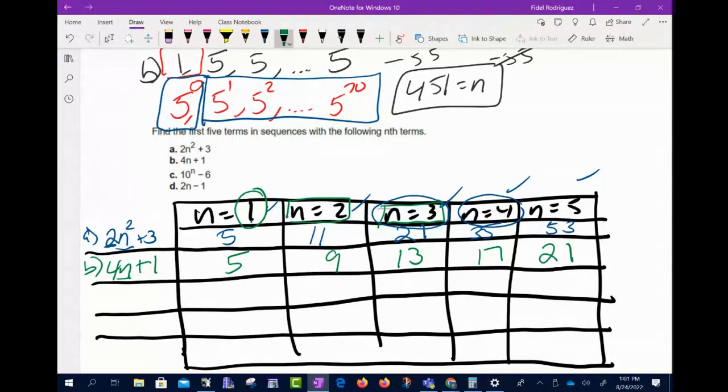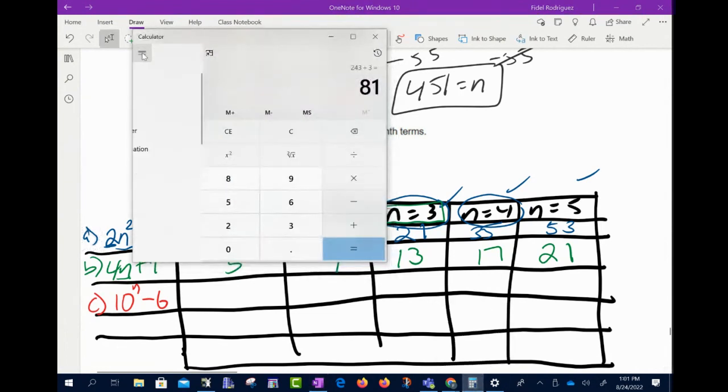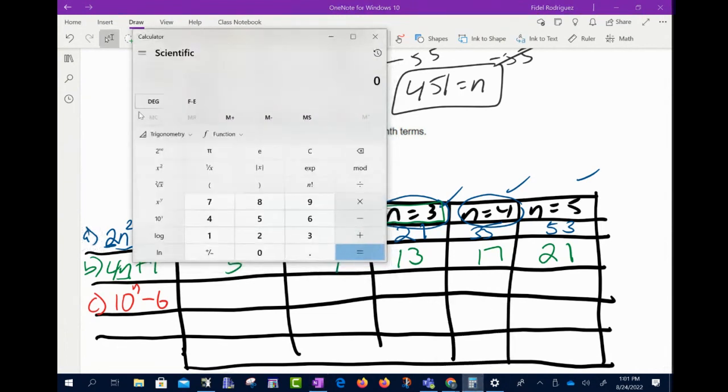Okay. Y'all, for part C, this is going to be easier than it looks. Because we are using exponents here, remember what I said about exponents? The numbers can get really big really quickly, okay? So in these problems we're going to use our calculator. If you have a calculator, I'm just using the one that came on my laptop, just the plain Jane one.